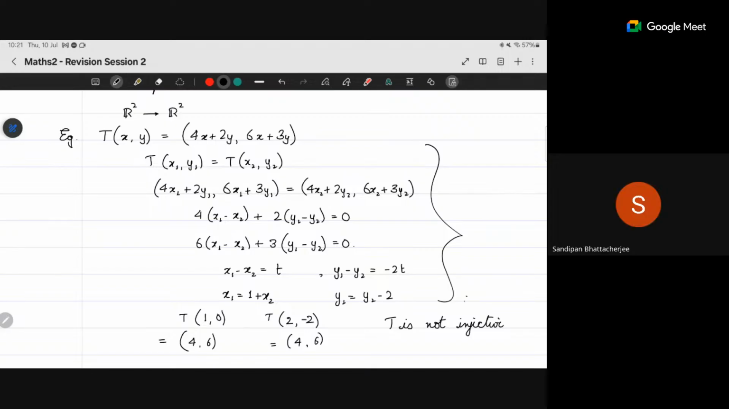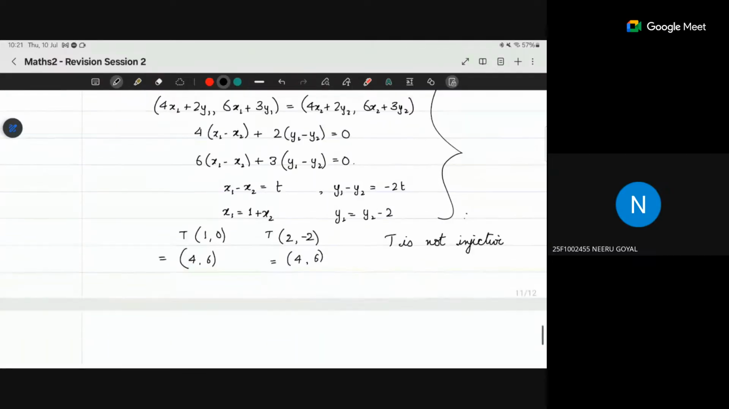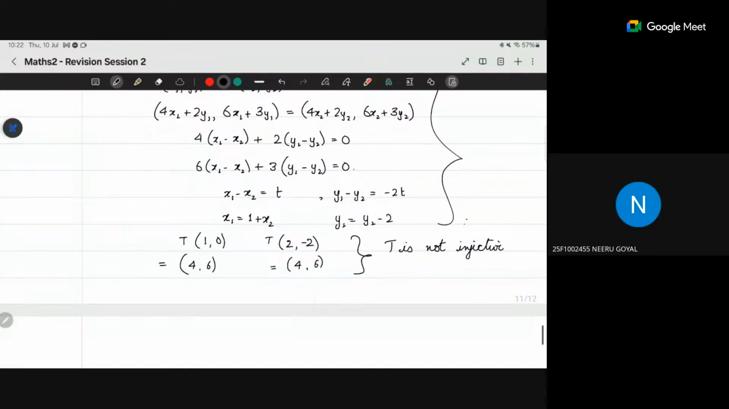Where are we substituting 2 and minus 2? For x and y from the second equation, right? From both equations you can get it. So 4 times 2 plus 2 times minus 2, which is 8 minus 4. That's the first coordinate. Got it. And 6 times 2 plus 3 times minus 2, which is 12 minus 6, which is 6. So the conclusion is that there are two elements in the domain which are mapped to the same element. So this is not injective.